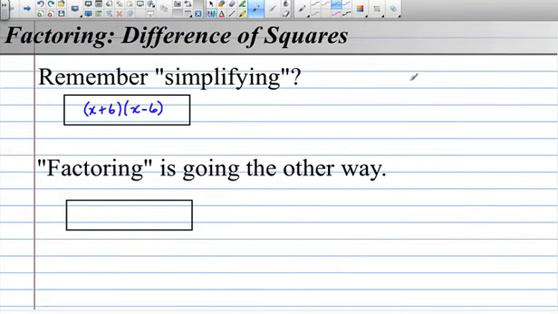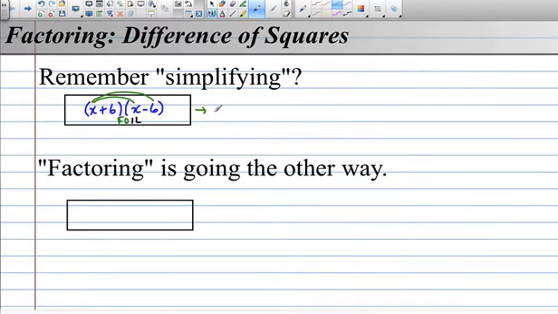In this video, we'll talk about how to factor difference of squares questions. We'll start off by reviewing simplifying, which in this case is expanding and then simplifying. We apply the distributive property. So first times first is x squared.